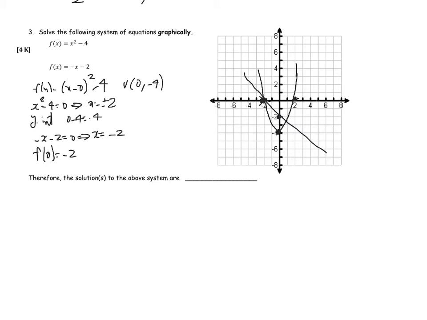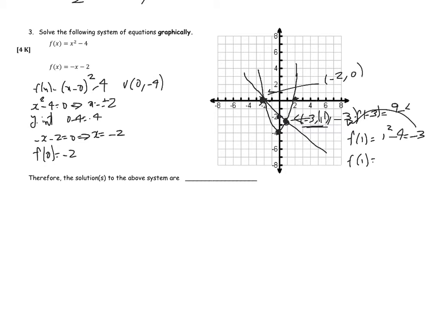Now, you can see that the point of intersection, the first one is this one, which is going to be negative 2 and 0. And the second one is going to be around here, which is going to be 1 and negative 3. Now, to check if 1 and negative 3 satisfies the equations, I'm going to pick one of them, let's say the quadratic, and I'm going to say f of 1 is going to be 1 squared minus 4, which is negative 3, which is correct. And also I'm going to check the second one, the line, I'm going to get f of 1 is negative 1 minus 1, which is negative 3, which is correct. So the points of intersection are negative 2 and 0, and 1 and negative 3.